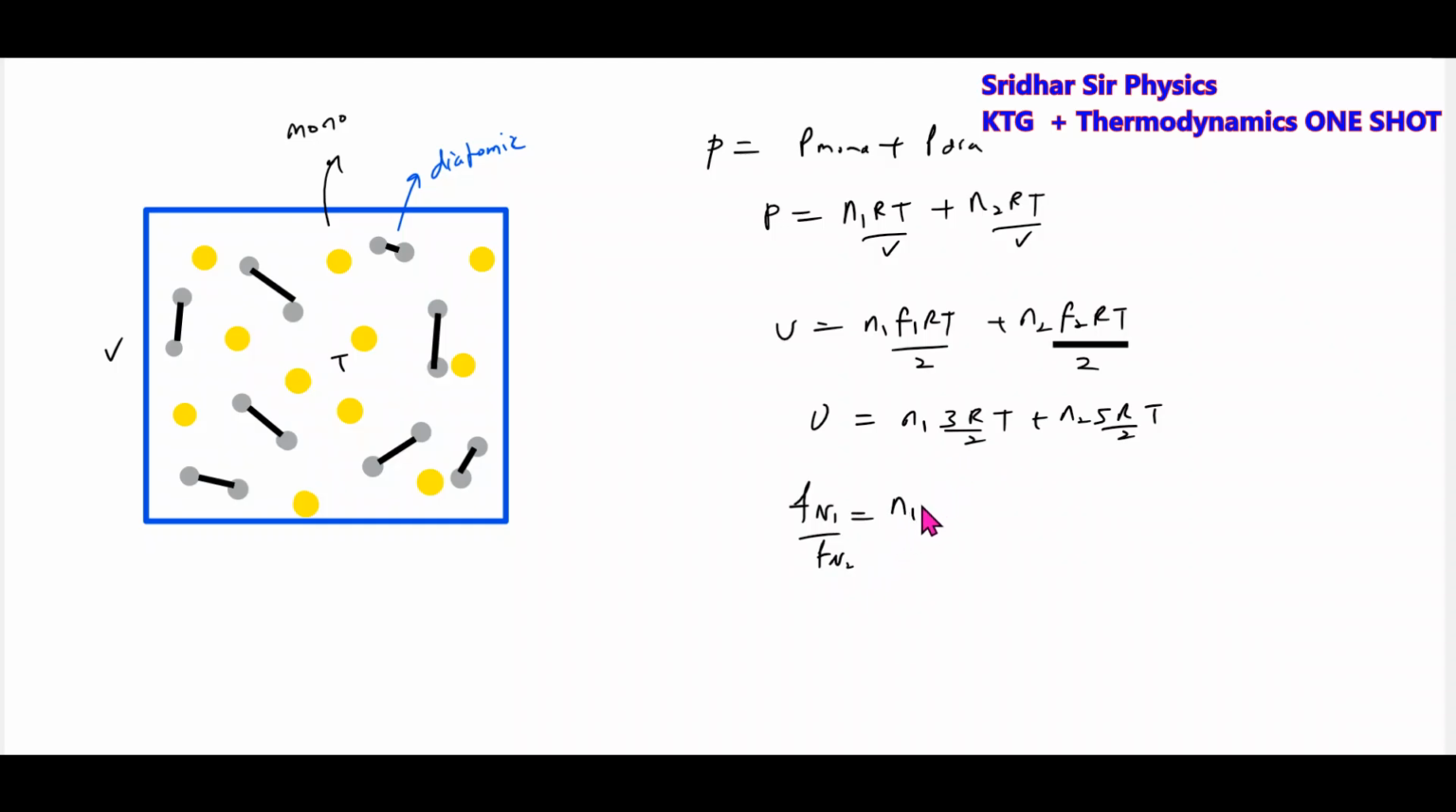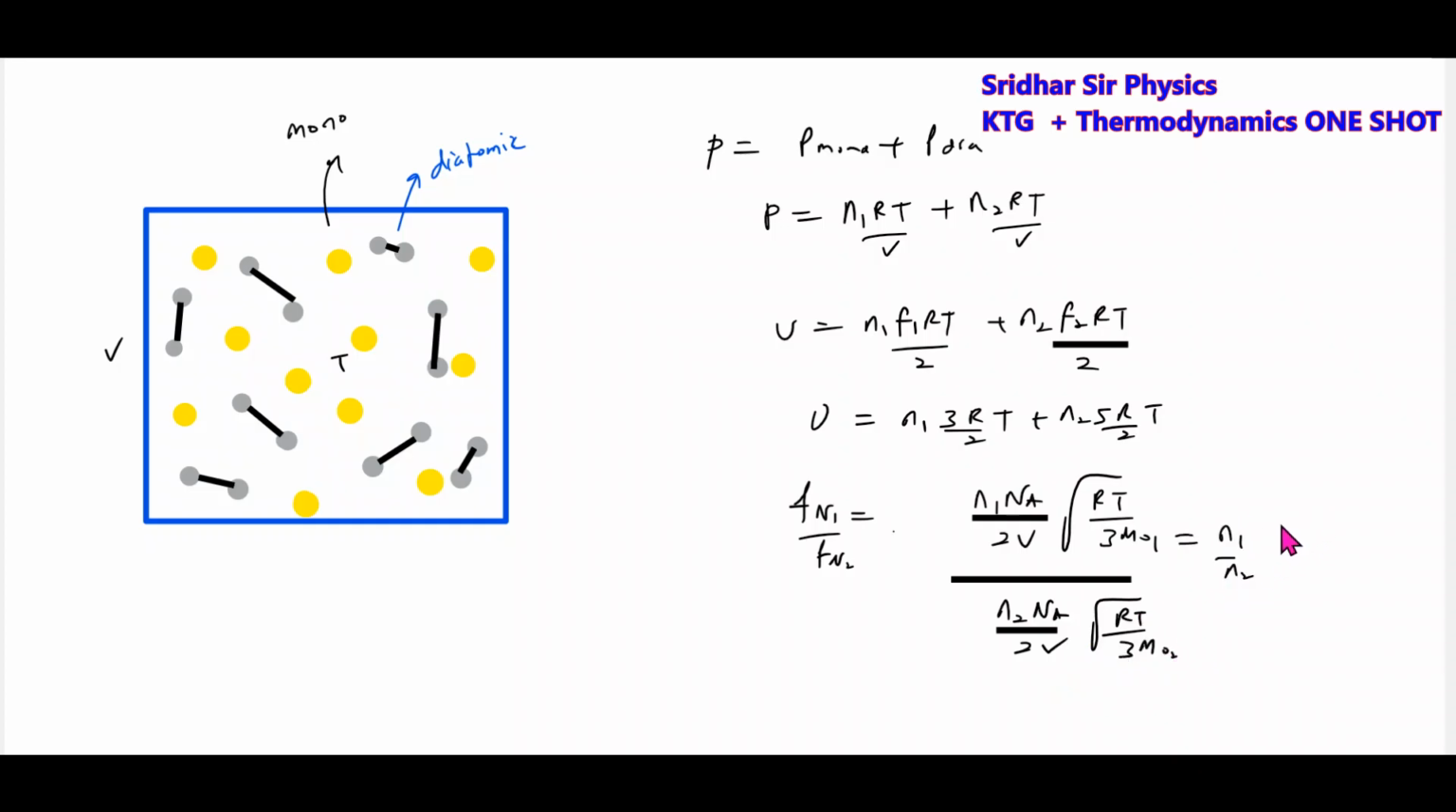Then the ratio of rates of collisions will be directly proportional to N1 times Avogadro number, and so on, RT by 3M naught. They will have different rates of collisions. The number of collisions by the monoatomic and diatomic gas will be different.